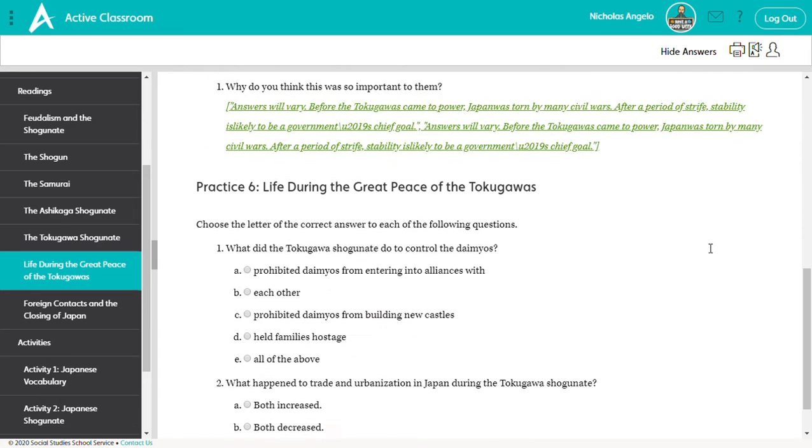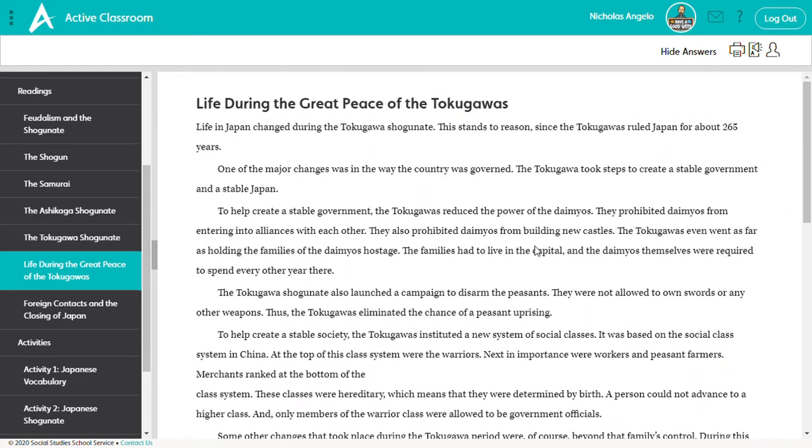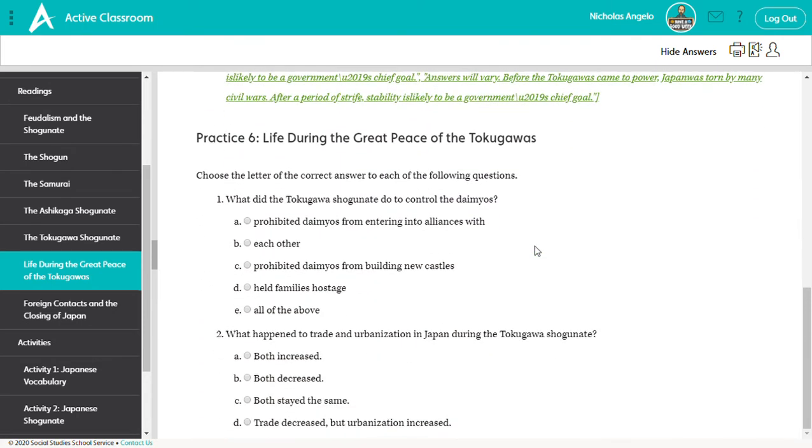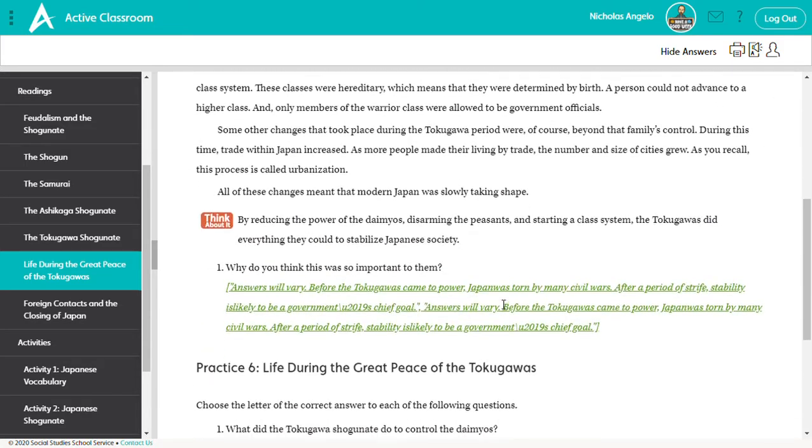Number 1. What did the Tokugawa shogunate do to control the daimyos? Remember, the daimyos were these warlords that were supposed to be under the control of the shoguns, but often they competed for power, and everybody was looking to become the next shogun. So what did they do to control these daimyos? Did they prohibit daimyos from entering into alliances with each other? Did they prohibit daimyos from building new castles? Would they hold their families hostage, or all of the above? Your best choice actually is E, all of the above. These are all things that the shoguns did to make sure the daimyos remained under their control and didn't challenge their authority.